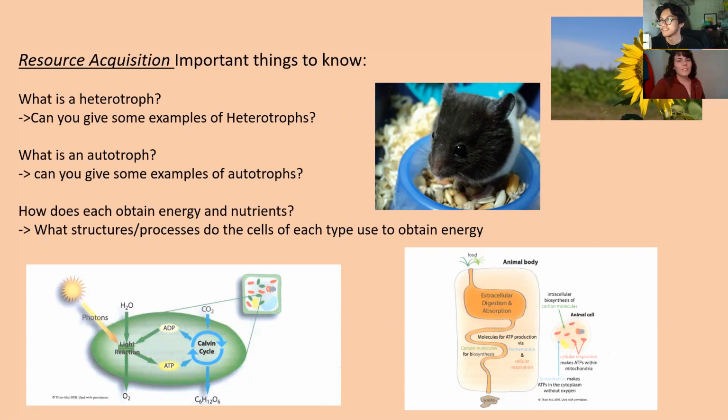So someone's favorite animal is their succulent, but that's not an animal. Good. Actually, this kind of leads into the next category: autotrophs. So would your succulent be an example of an autotroph?